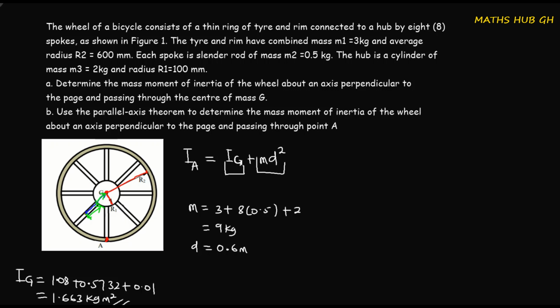So let's substitute that into the formula. We're going to have IA to be equal to 1.663 plus the total mass, which is 9, multiplying 0.6 squared. So let's sum this up and see what you get. 1.663 plus 9 multiplying 0.6 squared. So this will give us a value of 4.9 kilogram meter squared. So this will be the answer.